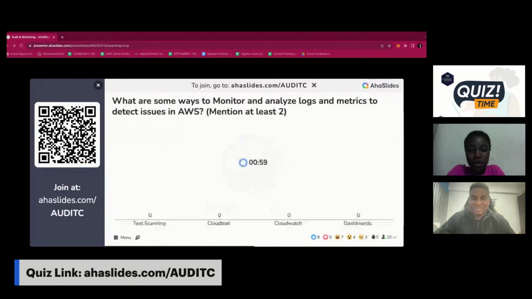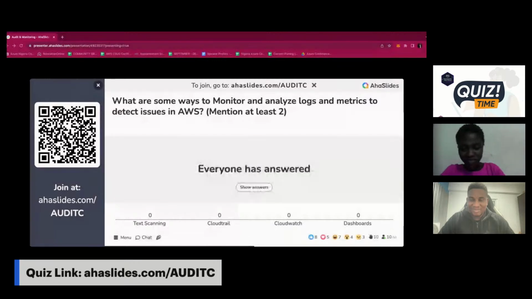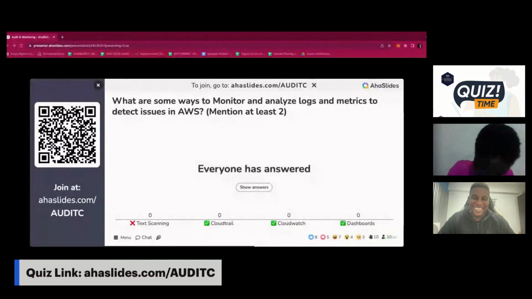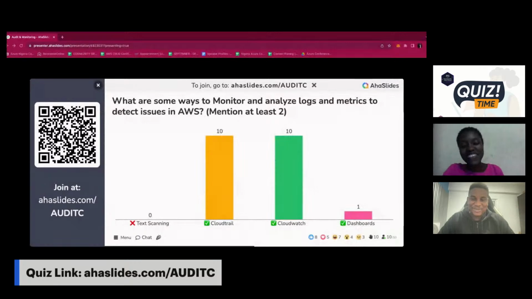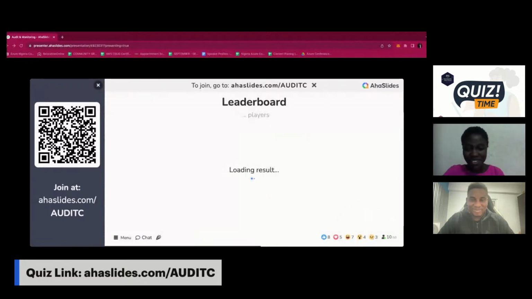What are some ways to monitor and analyze logs and metrics to detect issues in AWS? Man, all these multiple answer questions are really interesting. Mr. Afolabi, if you set questions for AWS Solutions Architects, in fact, these questions are very interesting. Awesome. People are getting to it. CloudTrail, I'm very happy that people actually listened.